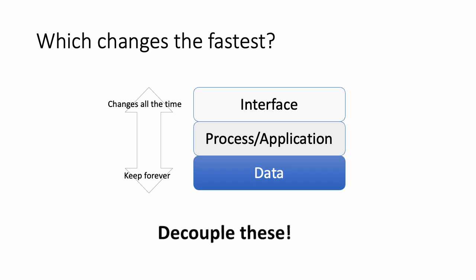But what I don't want is I don't want it coupled to business processes, which change more often, and I certainly don't want it tied to the interface, which is going to change all the time. So I have to be able to decouple these. All right? So that's the key. Whatever you do when you architect, and that's why architecture is important, is because that's an architectural issue, decoupling these three layers.